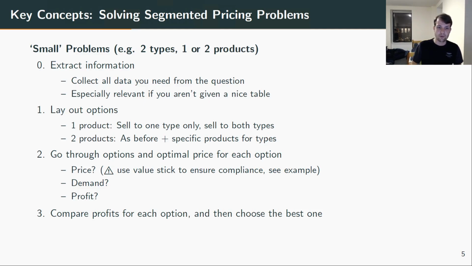Then we're going to go through the options and figure out for each of these scenarios what's the price we can charge, what's the demand we're going to see, and what's the profit we're going to make. Then we're going to compare profits and we're going to say this is the best one. It's important to do it in exactly this order, and it's very important to go through all relevant cases. If you skip a case, you're usually going to lose points because it's going to be assumed that you didn't properly calculate everything, and without having checked everything, you cannot be sure that what you're picking is optimal.